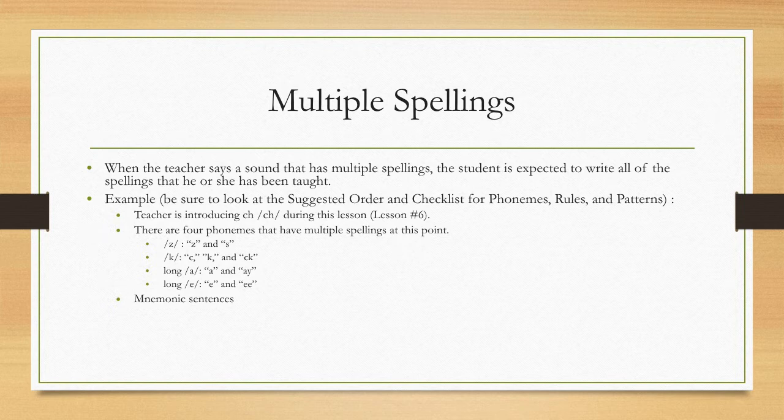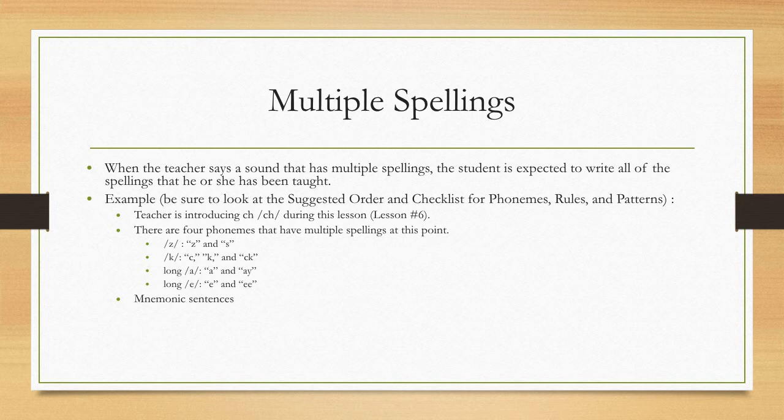If this is lesson number 6 in column 3, then the teacher is introducing CH in this lesson. During the auditory drill, there will be 4 phonemes that have multiple spellings at this point. When the teacher dictates a sound that has multiple spellings, the student will be expected to write all of the spellings for the given sound. As you can see in column number 1, both the S and Z sounds for S should be taught. Thus, at this stage, when the teacher dictates the Z sound, the student should write both Z and S on paper.